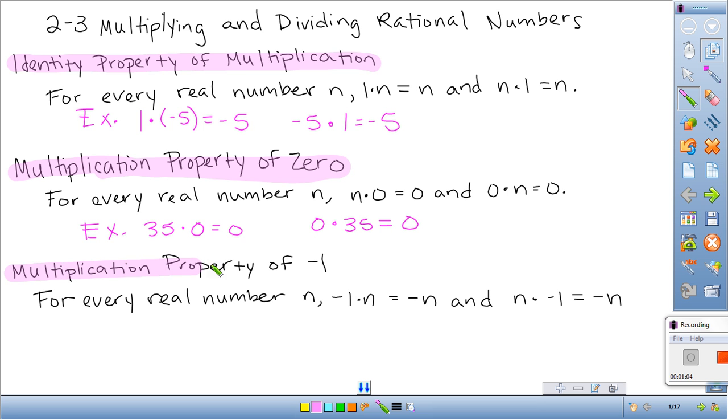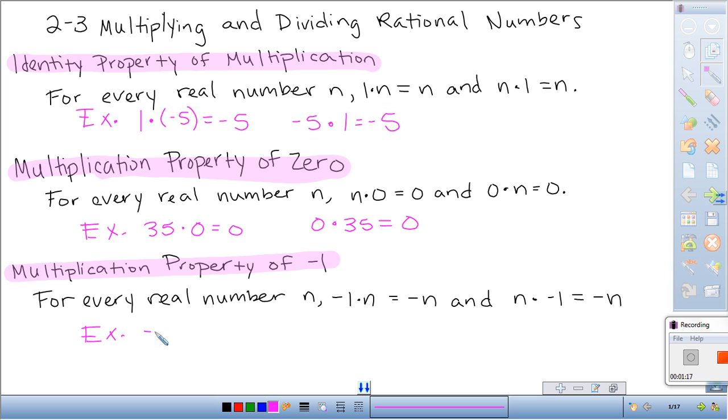And the multiplication property of negative 1. For every real number n, negative 1 times n equals negative n, and n times negative 1 equals negative n. So for instance, negative 1 times 5 equals negative 5, and 5 times negative 1 equals negative 5.